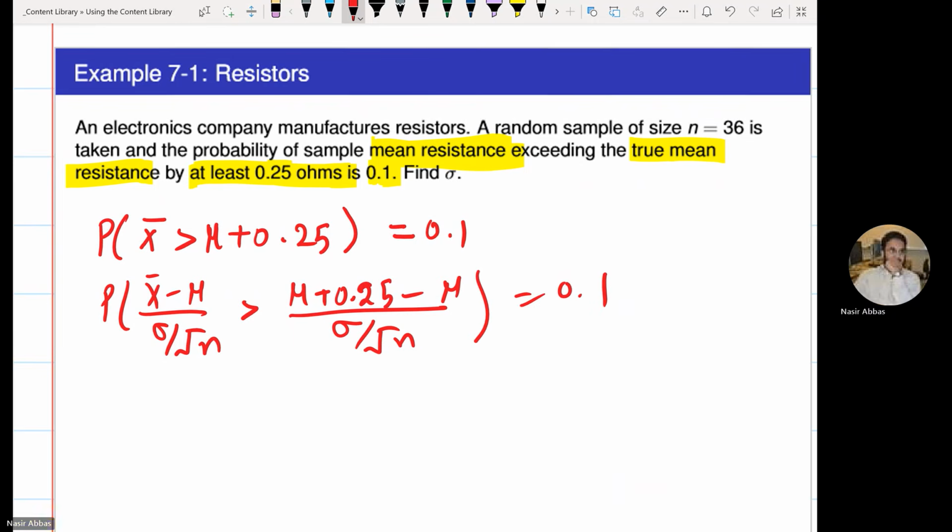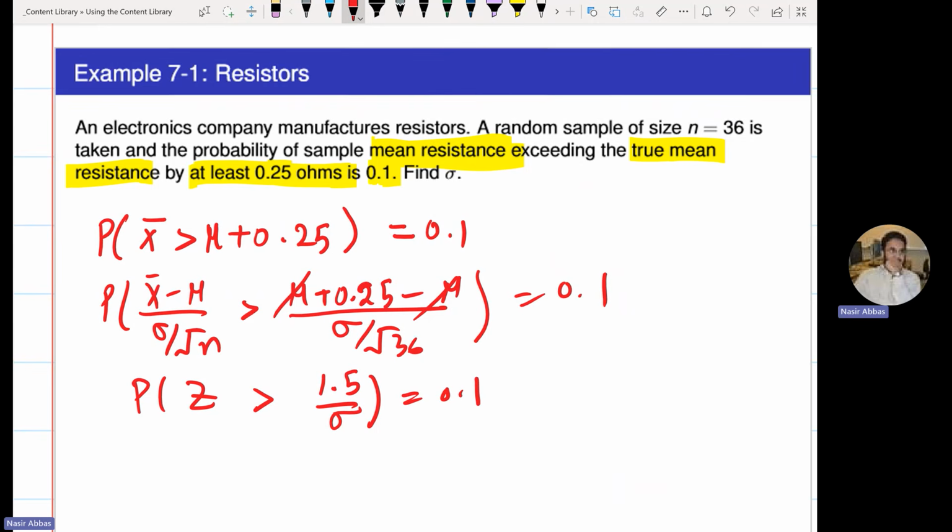Correct? So the left side becomes Z, mu cancels with mu, and n is given to be 36. So it becomes 6 times 0.25, which is what? 1.5. So 1.5 over sigma, and this is 0.1.